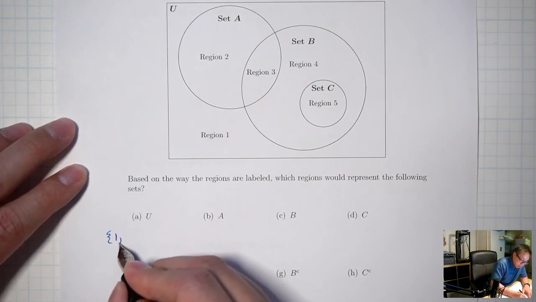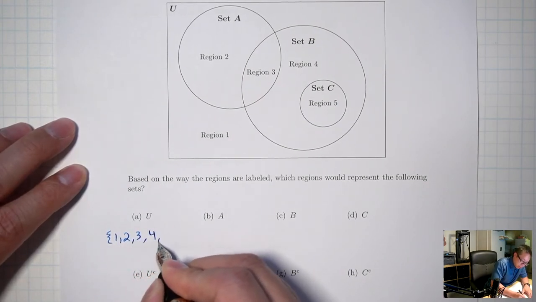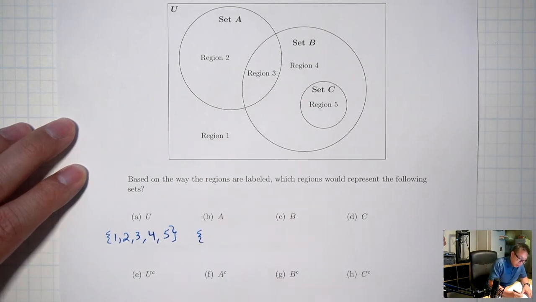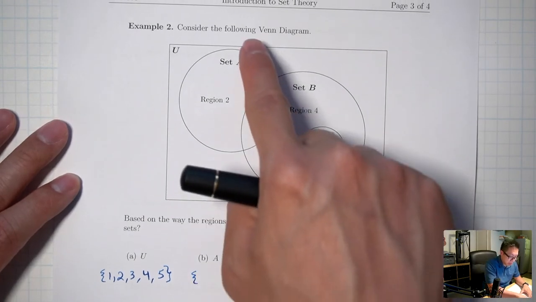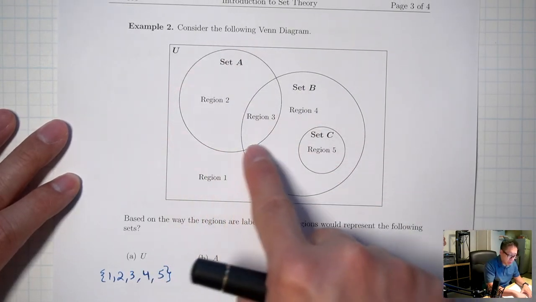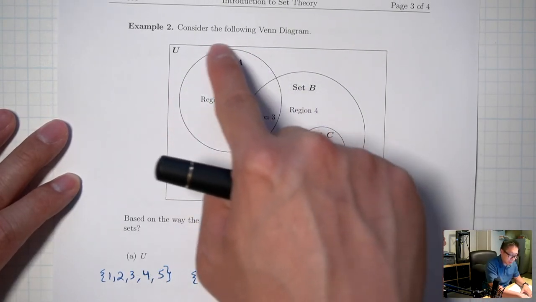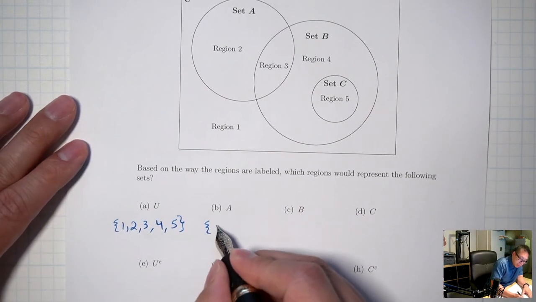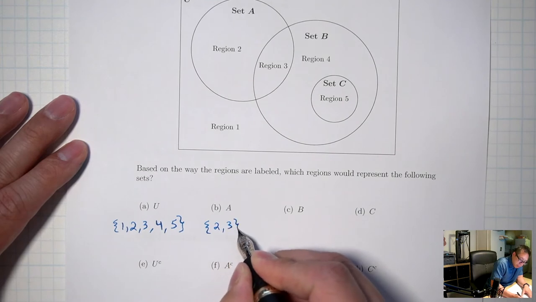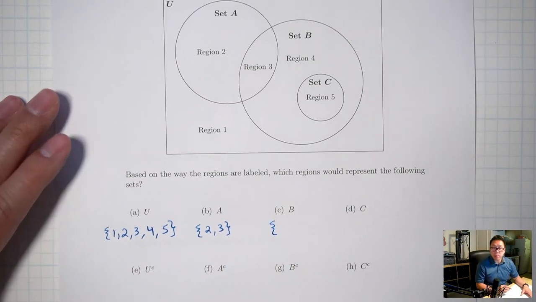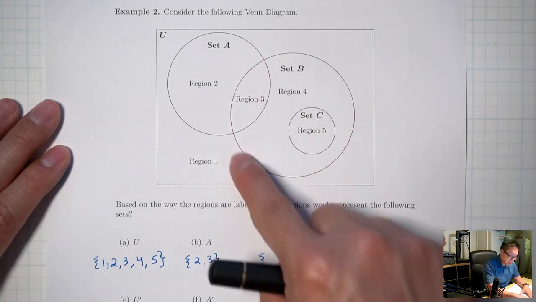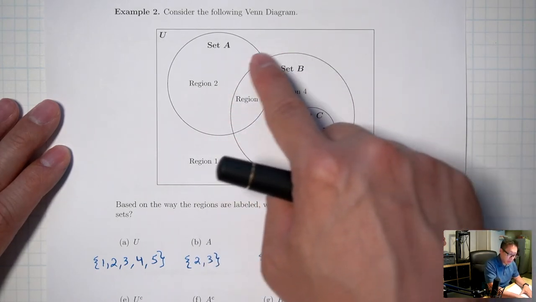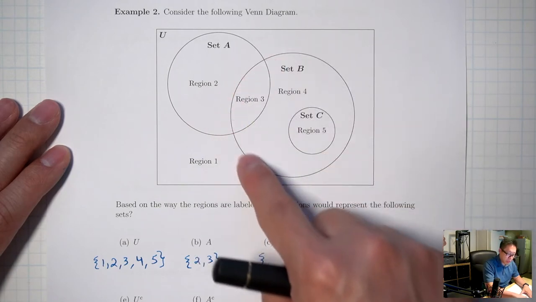So U will be 1, 2, 3, 4, 5. Next up is A. So A is represented by the circle here. So what regions are inside of this circle? Looks like it's 2 and 3. Next up is B. So B is the big circle here. What regions are inside of B? Looks like 3, 4, and 5 are all inside of the big circle B.